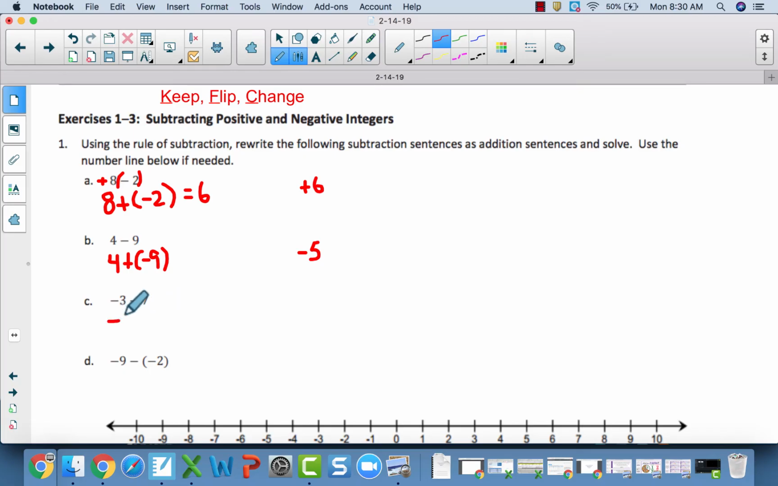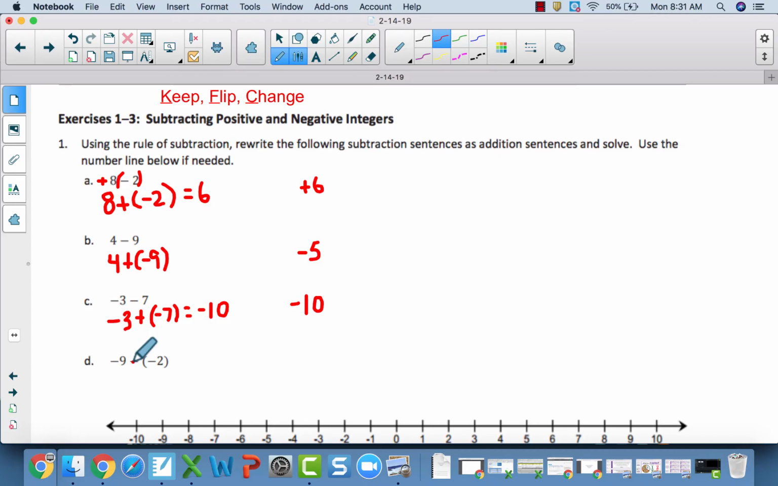Okay? This one, if we use our keep, flip, change, we're going to end up with two negatives added together. So you find the sum and you keep the sign. That gets a -10. Now, how I think of this problem in my mind is I think of having 3 negatives and another 7 negatives. That's 10 total negatives. Okay?